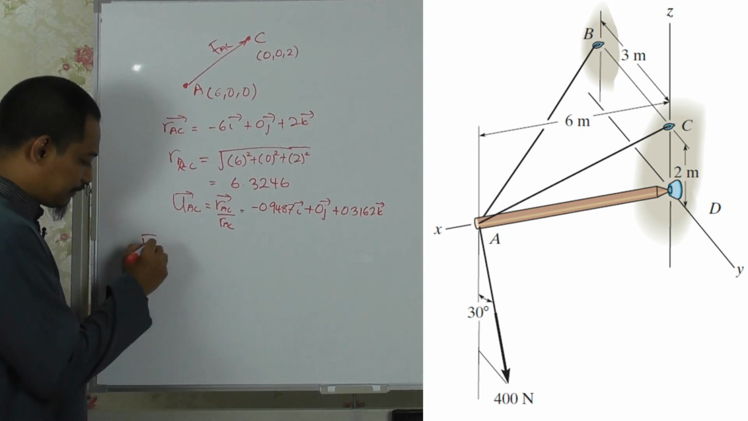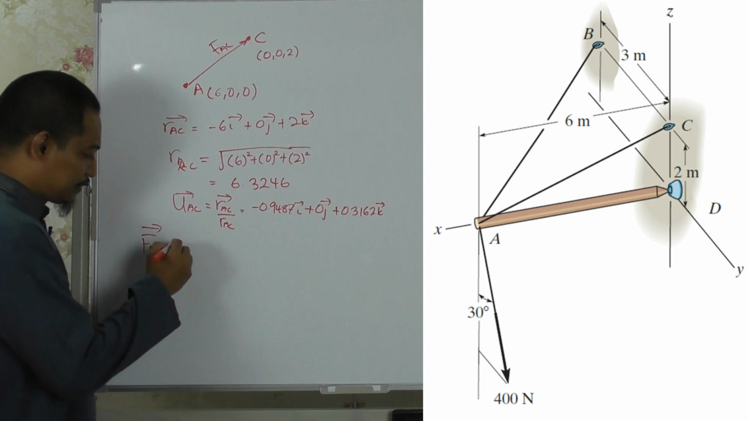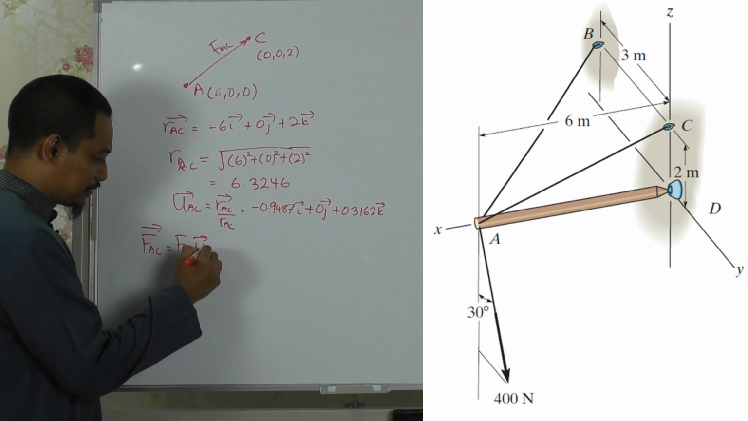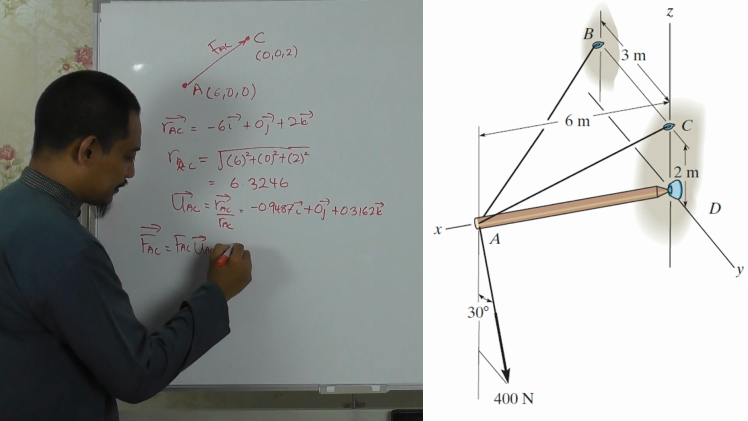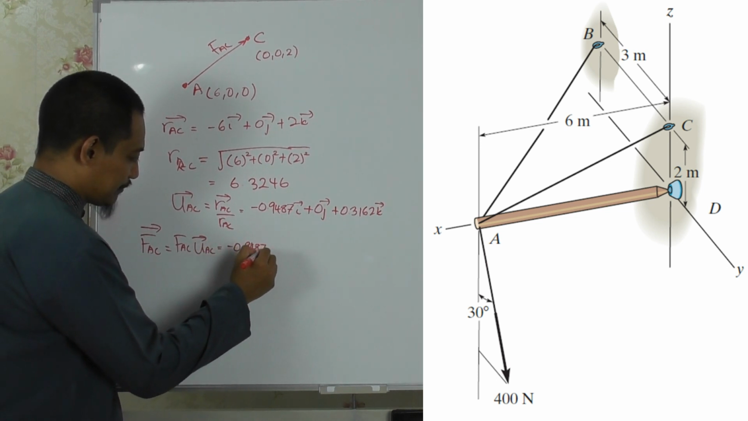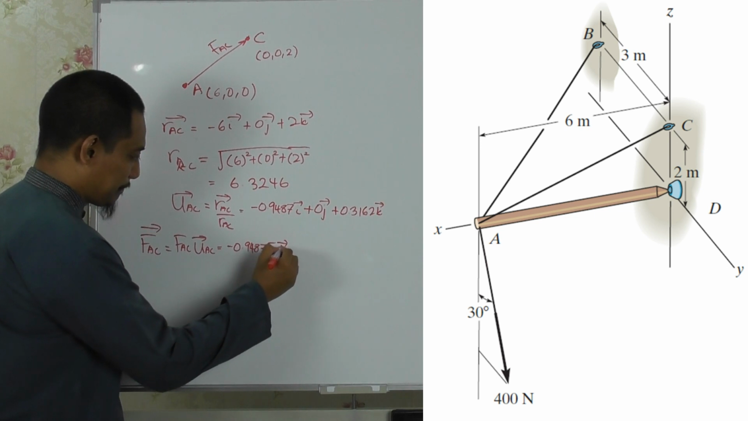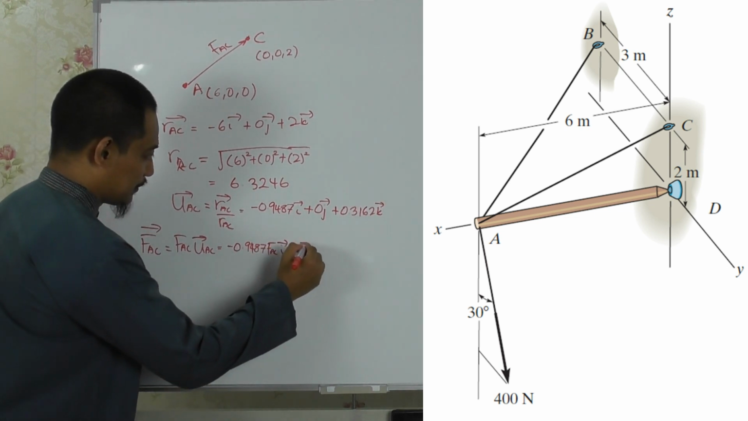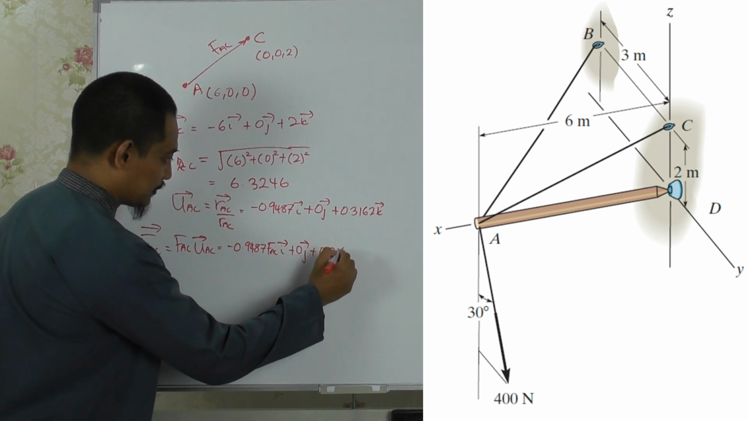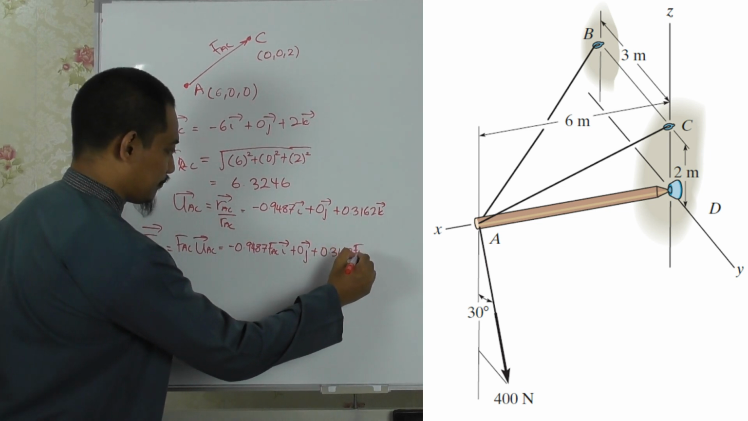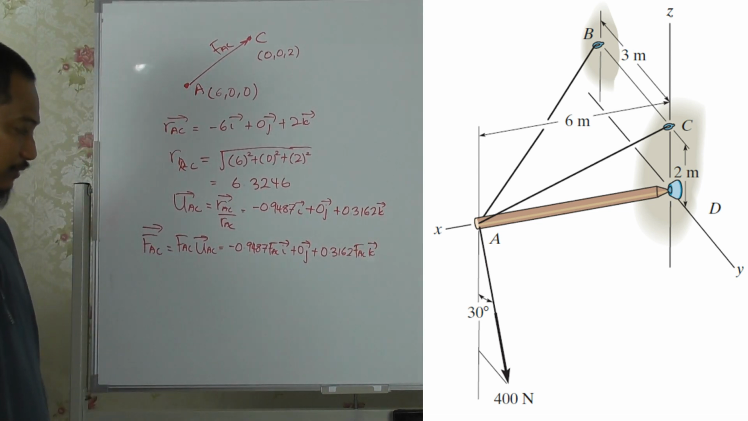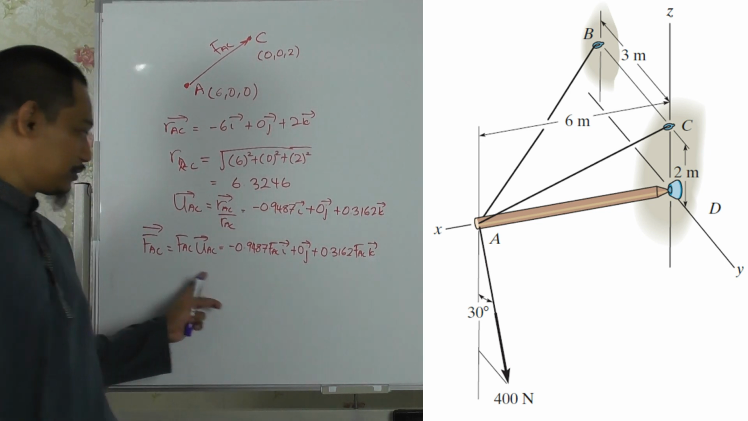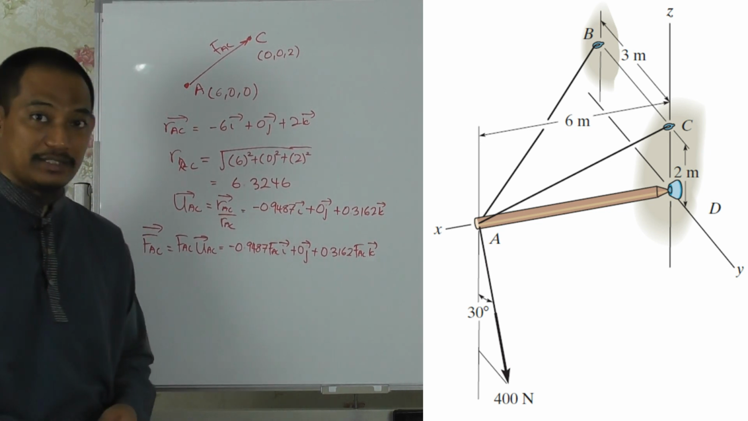Then FAC is the magnitude multiplied by the unit vector of AC. So just multiply, and we get minus 0.9487 FAC i plus 0j plus 0.3162 FAC k, in whatever unit that is, Newton for example. That will be the force FAC in Cartesian vector form.